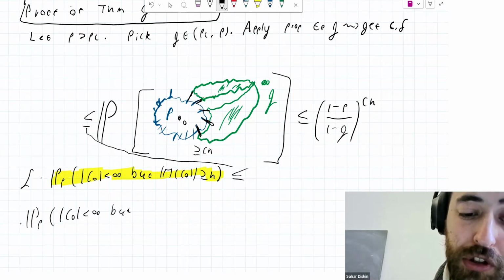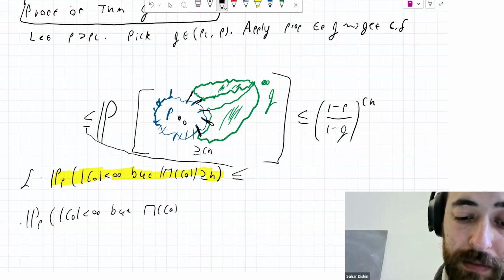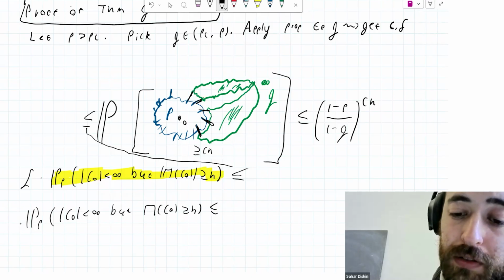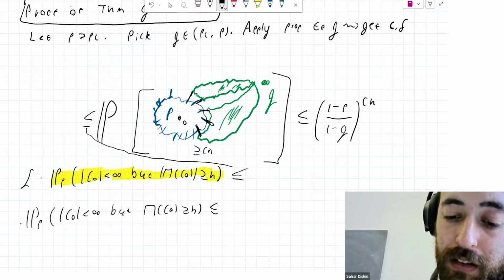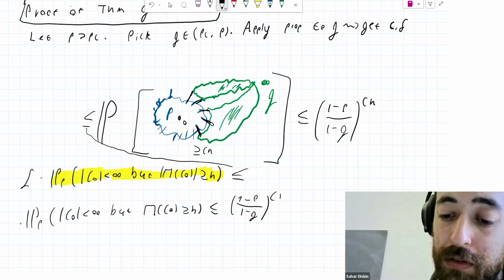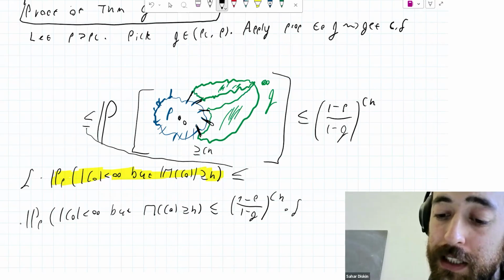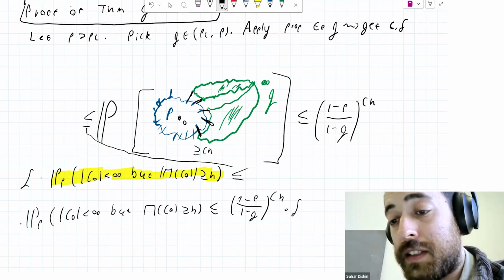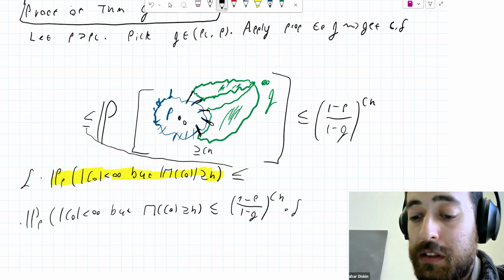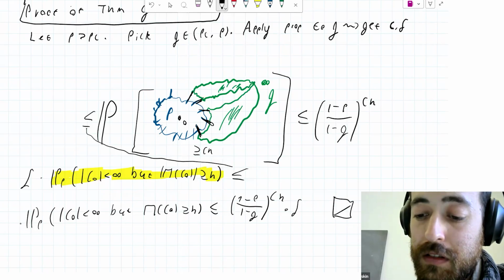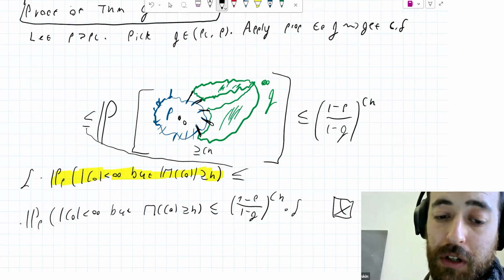it's finite, but has a huge cut set, is at most (1 minus p over 1 minus q) to the power cn times delta, and this is exponential in cn, which is exactly what we want. Any questions?